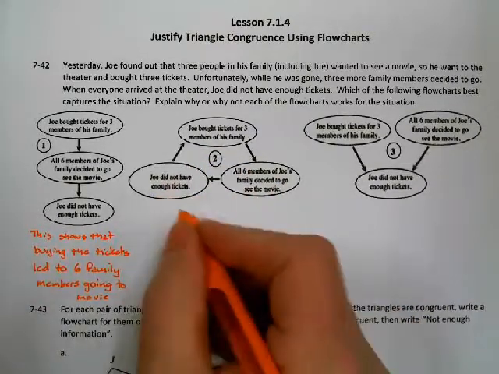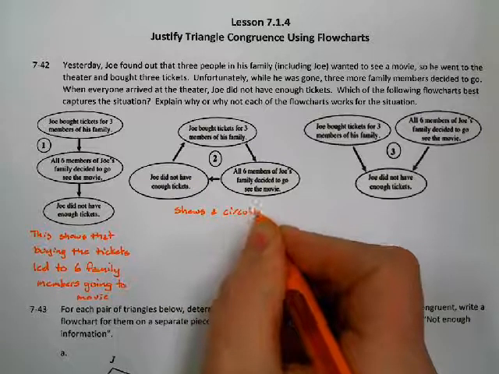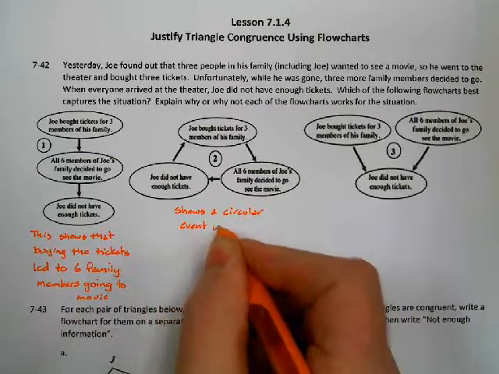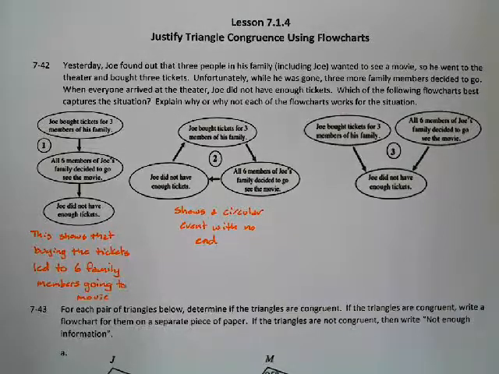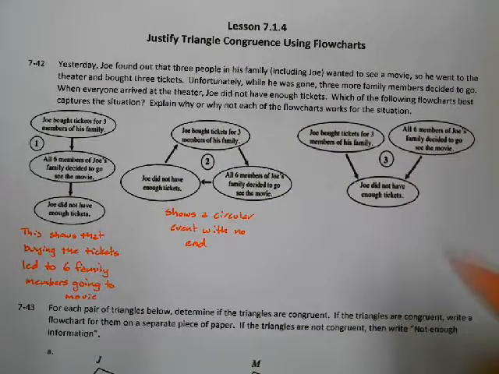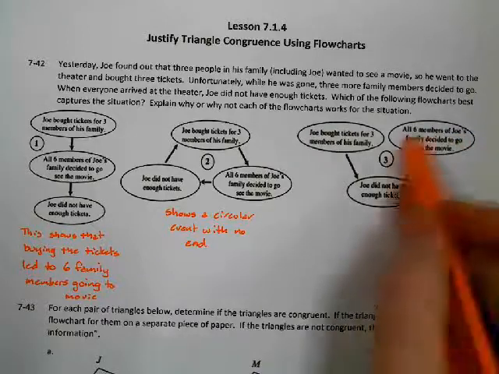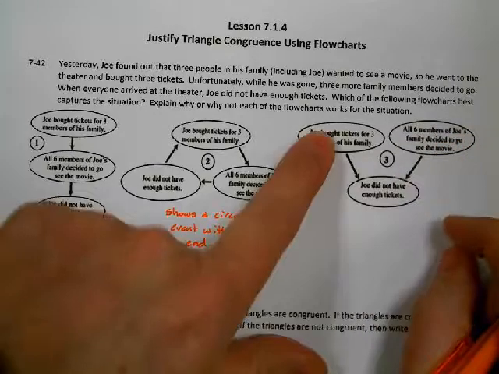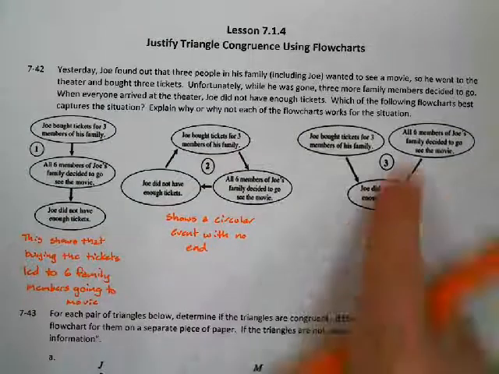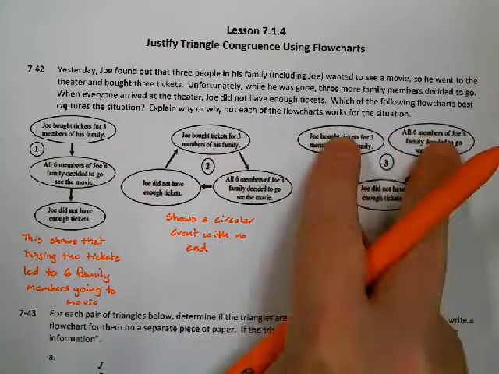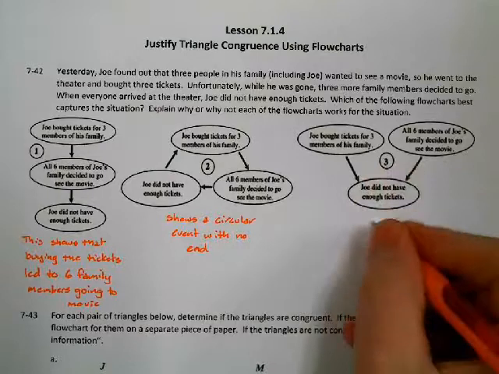So this shows a circular event with no end. All right, so we got Groundhog's Day going on there. It's not going to happen. Now, this last one makes the most sense because Joe buys the tickets, and then over here, independently, these two are not connected to each other. Independently, 6 people are going to just go decide the movies. Now, since he bought 3 tickets and 6 people came, that's what led to him not having enough tickets. These 2 events happen independently of each other, but they both lead to the conclusion that he doesn't have enough tickets. So this one is correct.